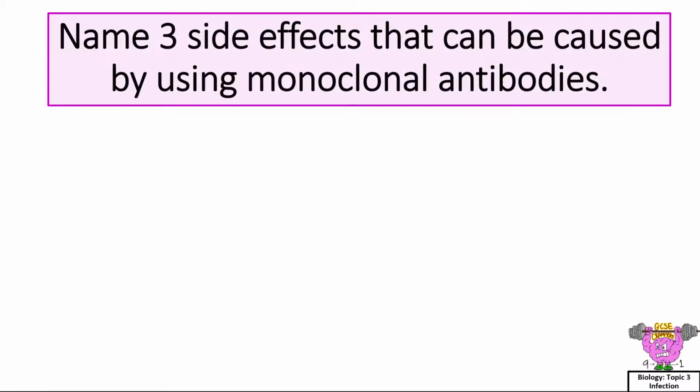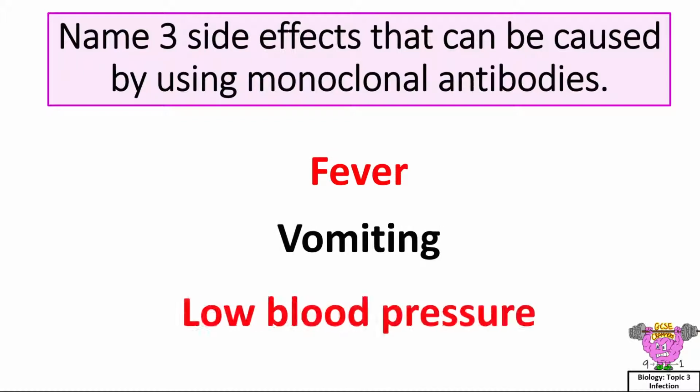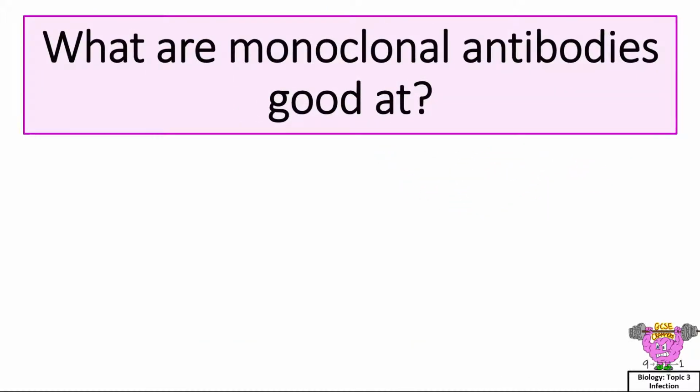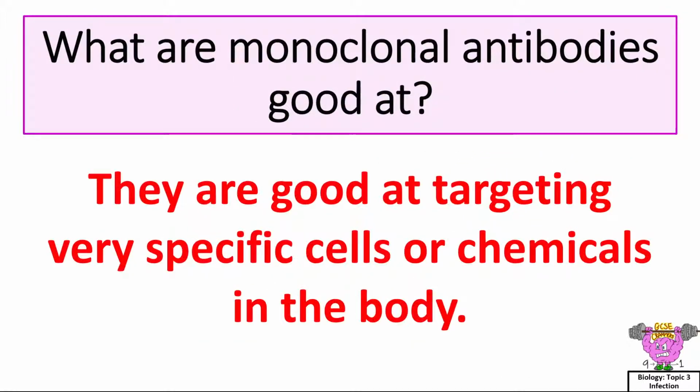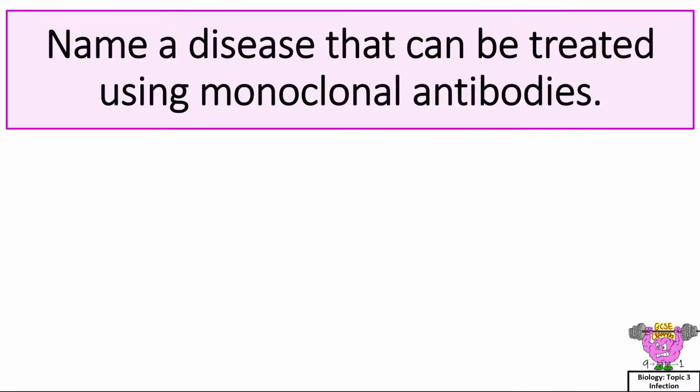Name 3 side effects that can be caused by using monoclonal antibodies: fever, vomiting, and low blood pressure. What are monoclonal antibodies good at? They are good at targeting very specific cells or chemicals in the body. Name a disease that can be treated using monoclonal antibodies. Cancer.